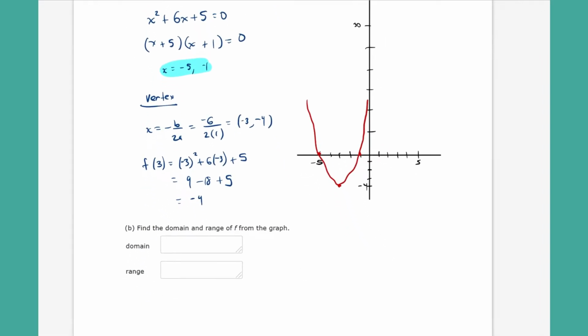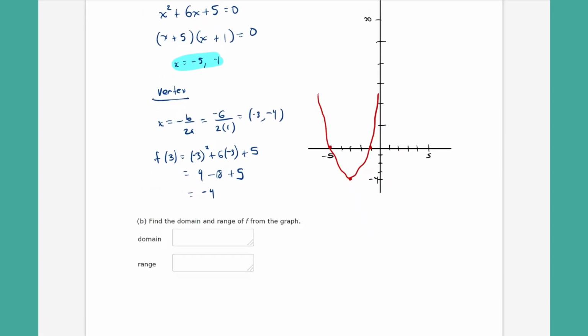All right. Now we can look at the domain. Notice that this parabola is just going to continue to go to the right indefinitely, and it's going to continue to go to the left indefinitely. So this parabola is just going to get wider and wider in both directions. So the domain is going to be negative infinity to positive infinity.